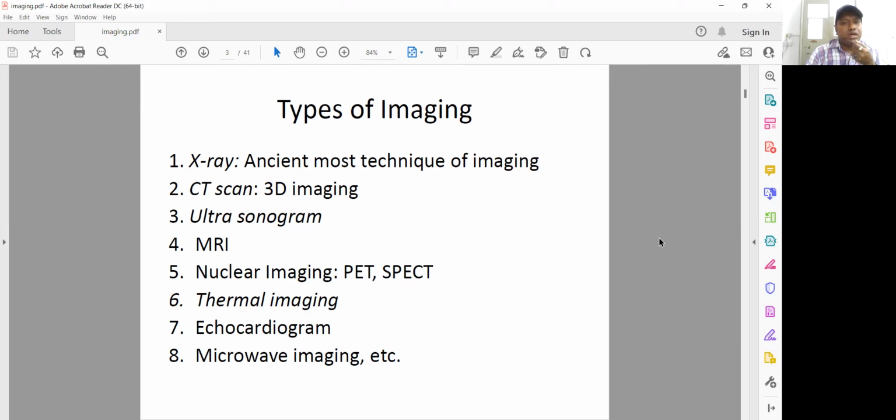Then the ultrasonography, USG. Then MRI, magnetic resonance imaging. Then we have nuclear imaging like PET, positron emission tomography, or SPECT. Then we have thermal imaging, then the echocardiogram, and some microwave imaging. So all these techniques are possible for medical imaging purposes. Okay, so are there any queries? You may ask me anytime.